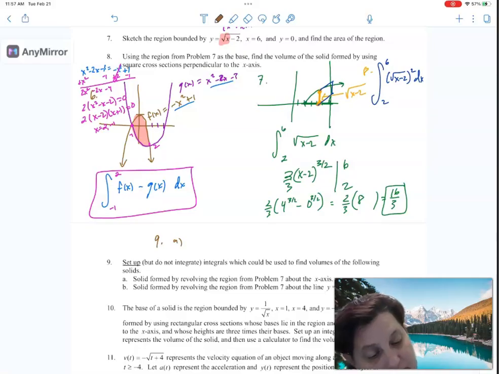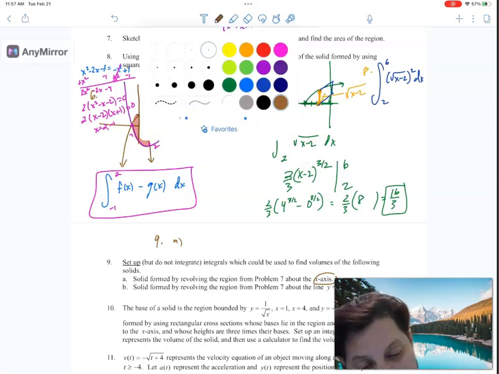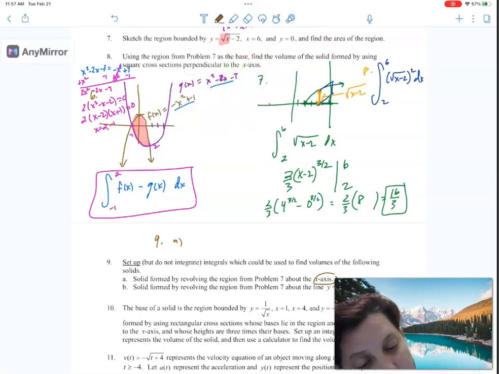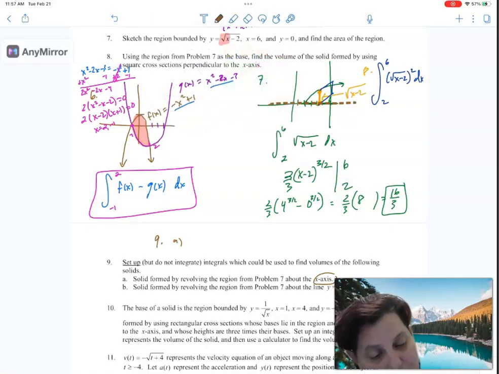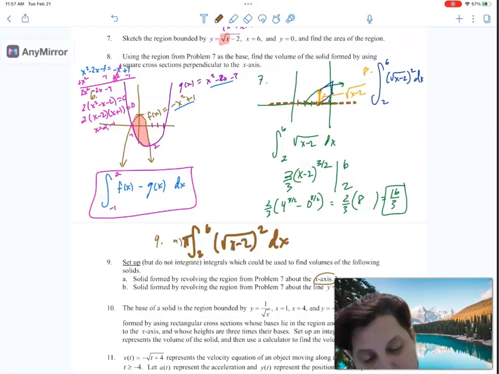All right, and then let's look at number 9, which is also a set up but do not integrate. The integrals will be used to find the volume following problem 7 around the x-axis. So check it out, guys. That's here around the x-axis, so that's just pi r squared. So it's still the integral from 2 to 6. It's pi, and then it's the radius squared. And the radius is just this, square root of x minus 2.